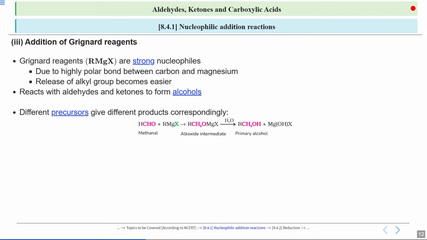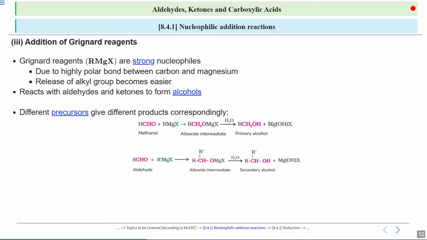So if you see this, it is methanal, which is formaldehyde. When you react it with a Grignard reagent, which is RMgX, you get an alkoxide intermediate. And when you further treat it with water, you get a primary alcohol. Because when you react formaldehyde with a Grignard reagent, you get a primary alcohol. We will discuss this mechanism in an upcoming slide.